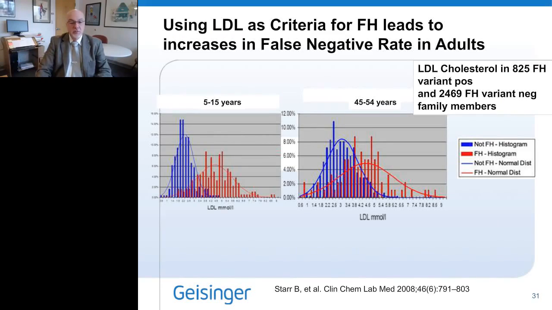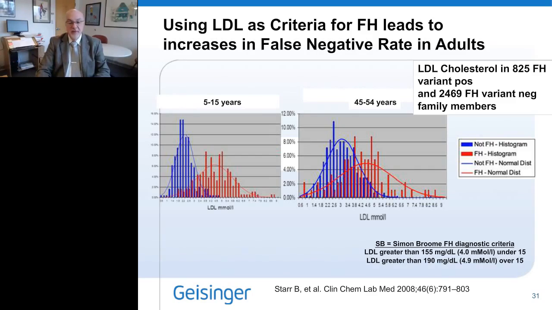Now, it's important to recognize that if we only use LDL as a criteria for FH, which is what is currently recommended, that it definitely increases the false negative rate in adults. And so this was from a publication by Starr in 2008. And essentially, you can see the same type of pattern that we're observing in our families, that both in the pediatric population and in the adult population, there are a significant number of individuals with FH who have normal LDL cholesterol levels, and as a consequence will not be identified. And this is a significant issue for reasons that we'll discuss in just a bit.